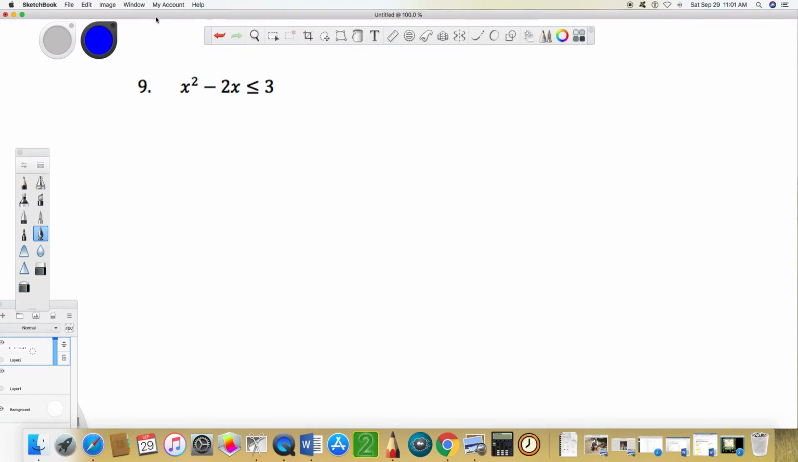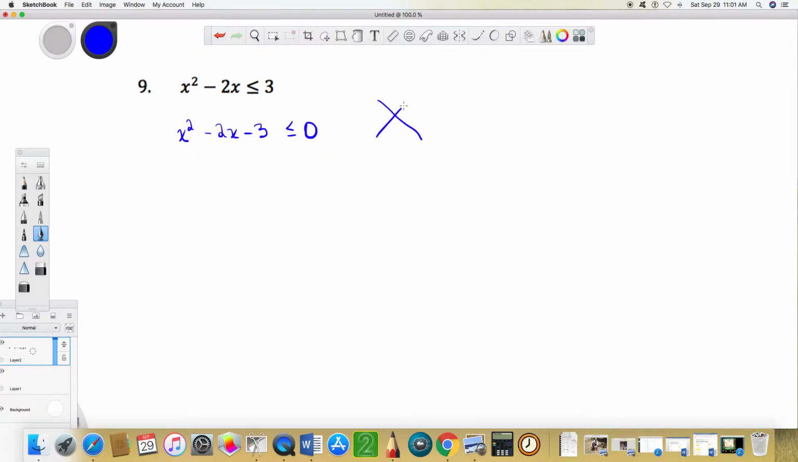Let's take a look here at this quadratic inequality. It is not compared against 0, so we need to zero it. We have x squared minus 2x. Subtract 3 from both sides. It is less than or equal to 0.